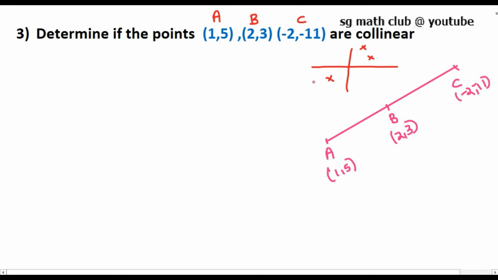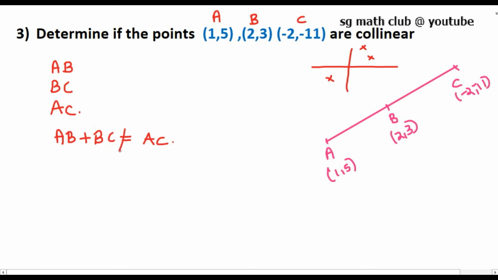But how will you use the distance formula to say whether these points are collinear or not? We will find the distance between AB, BC and AC, and then we check: when we add AB plus BC, we should get AC. Then we can say that these points are collinear.